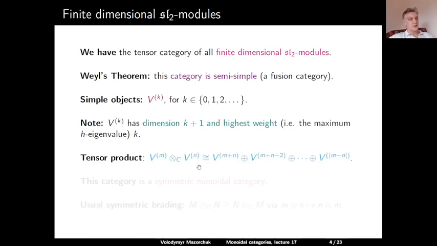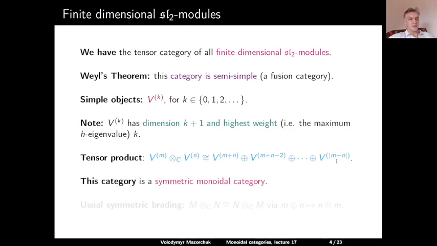And the tensor product formula for the modules is as follows. If we tensor Vm and Vn, the outcome is usually decomposable, so it's a direct sum of simples. And here are the simples which contribute to this direct sum. The maximal possible highest weight for a simple in this direct sum is m plus n. And then we should go down by 2. So the next one is m plus n minus 2, m plus n minus 4, and so on, all the way down. The last module appearing in this tensor product is given by the index the absolute value of the difference between m and n.